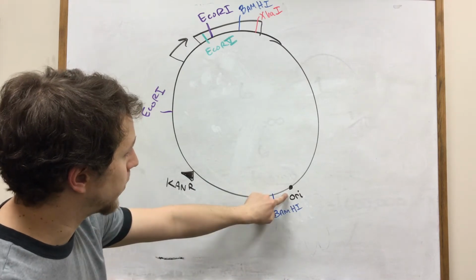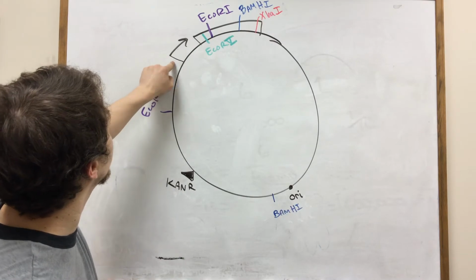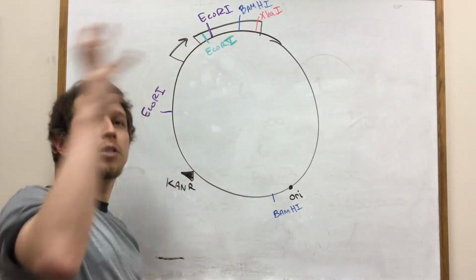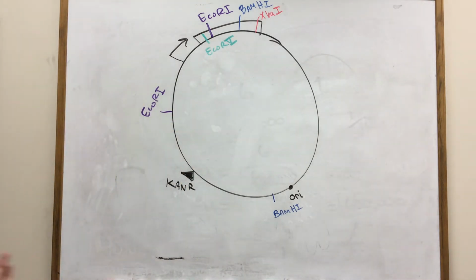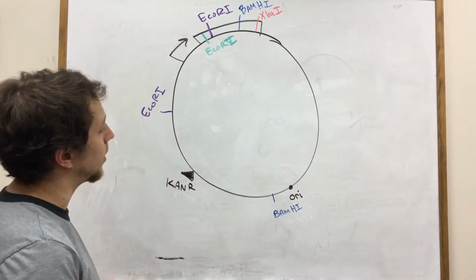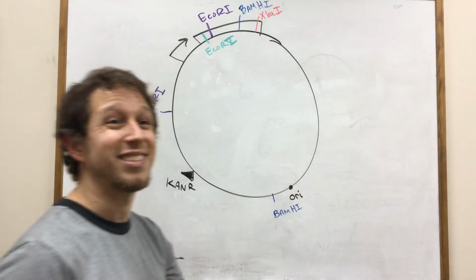Here we have the ori of the plasmid, here we have kanamycin resistance, here we have the promoter of the plasmid, and then here is the gene that we hope to actually cut into to put our insert into this particular plasmid. So let's go ahead and take a look at a couple of the different types of restriction enzymes that we have here, and let's talk briefly about why some of them are better choices than others.